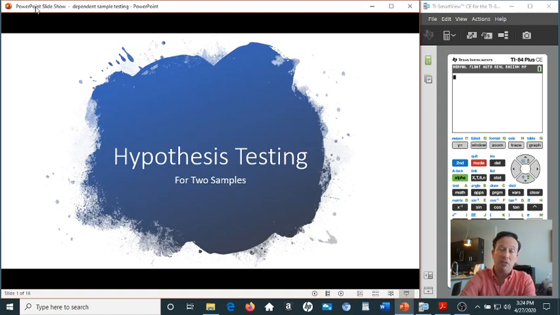Today's lecture and Thursday's lecture will be looking at hypothesis testing for two samples. So this week we're going to be interested in comparing two sets of data to see how different or similar they are in statistical structure.